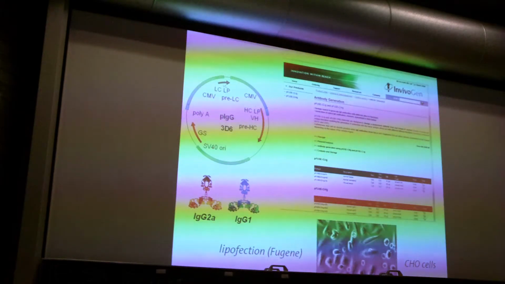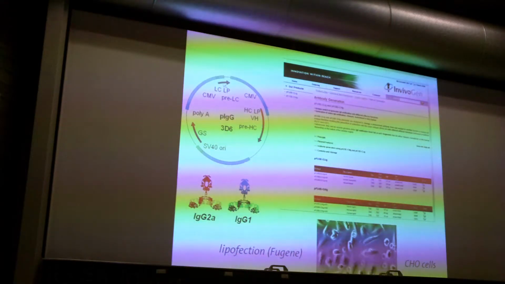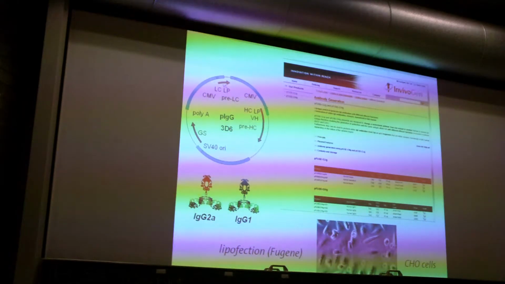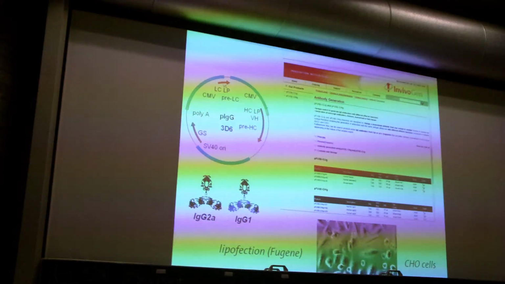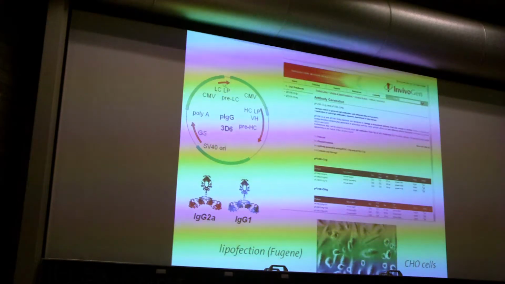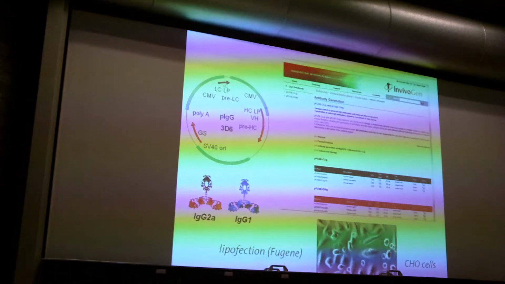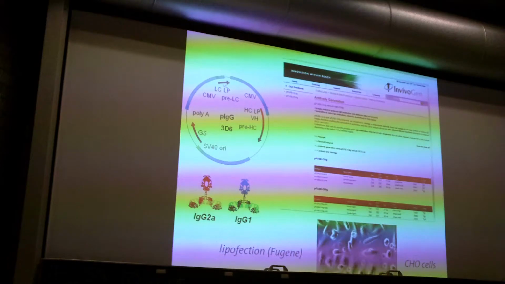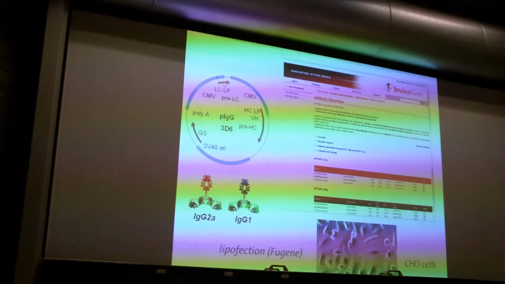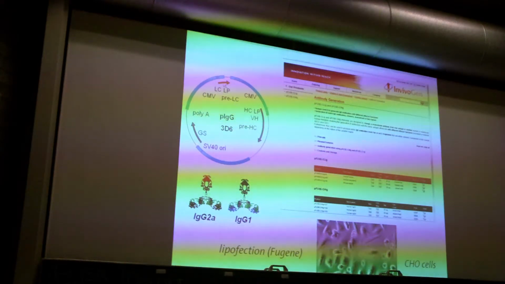What you see in such a vector is that, actually, this is not quite correct. This is a different vector. Anyway, one possible way of doing it is to put the genes for the heavy and the light chain in the same vector. You can also use different plasmids and co-transfect them.